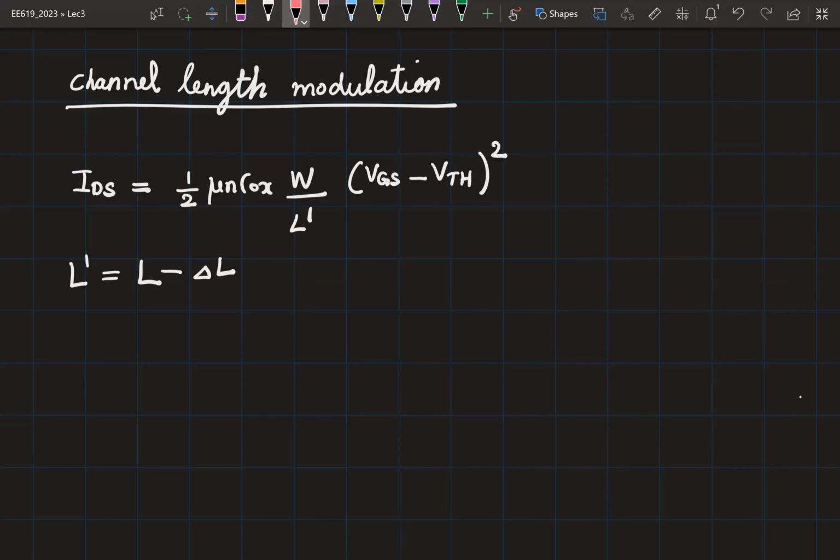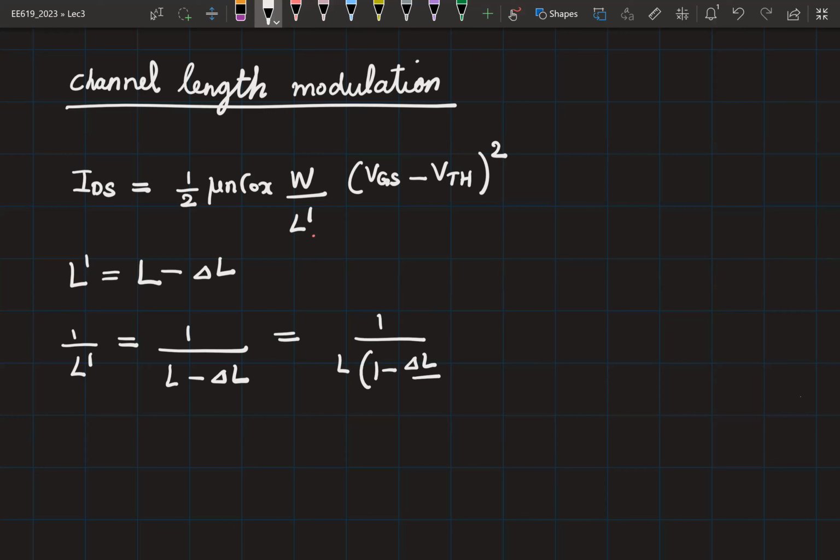Now in this expression, I have a factor 1 by L dash. So let's see how we can simplify 1 by L dash. This is equal to 1 by L minus delta L. Now the same old, I take L outside, so this becomes L into 1 minus delta L by L. What do you do when you see something in this form? You do binomial expansion, take it to the numerator and you get 1 plus delta L by L.